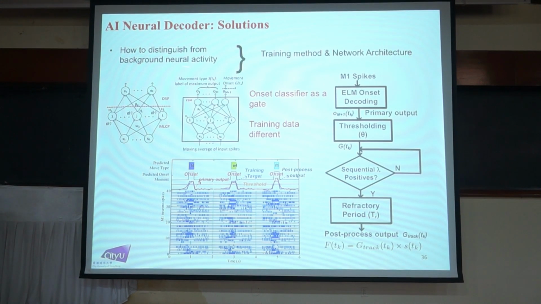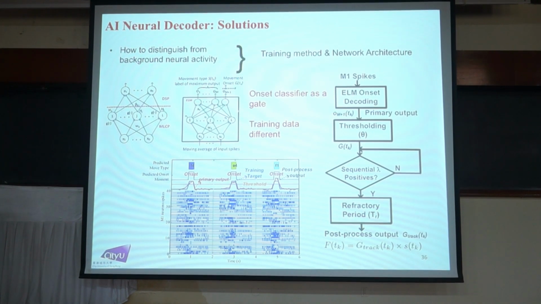How to distinguish from background neural activity? We trained separate decoders explicitly to decode for background activity versus desired activity. Separately, we trained a second decoder to say, if you want to move the wheelchair forward, left, right, whichever direction, decoder number 2 is trained for that. And at the output, we combine the results of these two decoders.